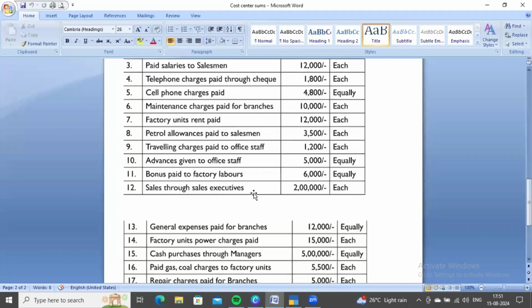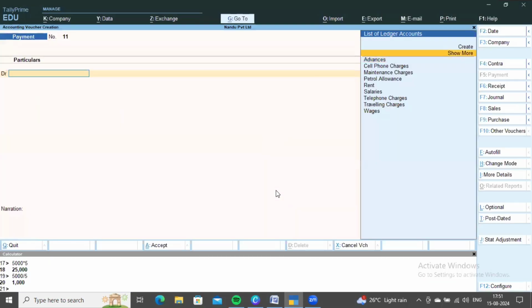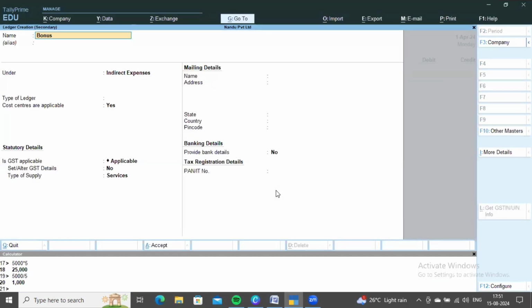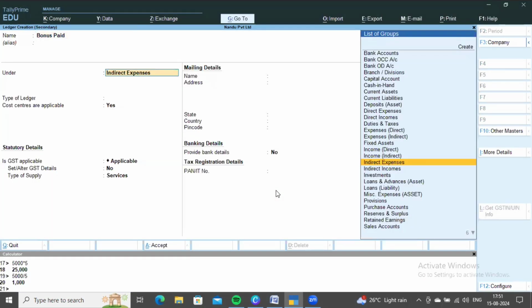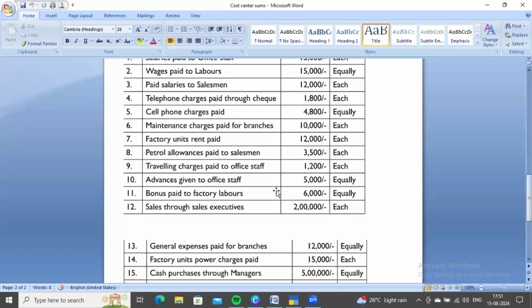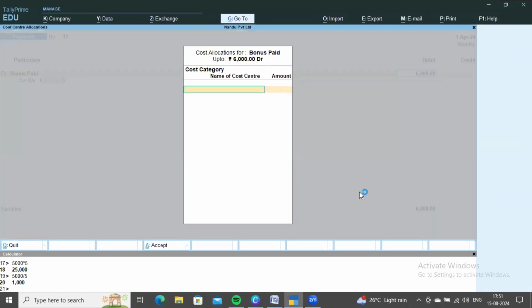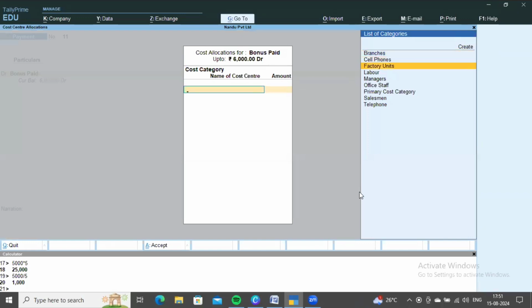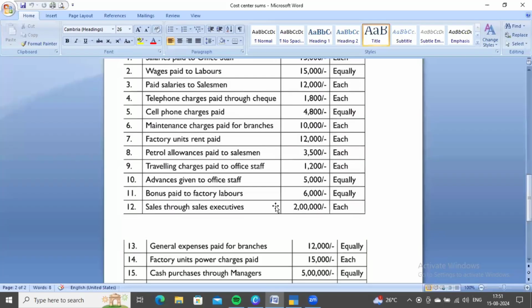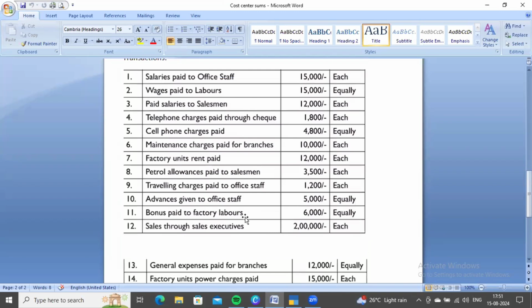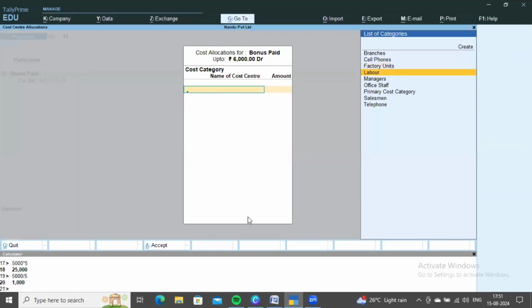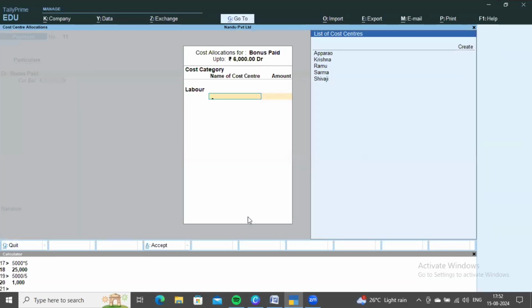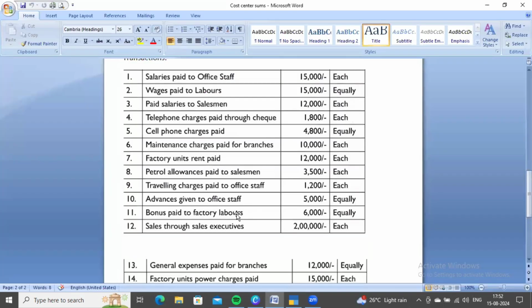Next, bonus paid to factory laborers. And you need to create bonus account. That also comes under indirect expenses as you are paying, right? The total amount is 6,000 equally. Bonus paid to factory laborers, nothing but factory units. Yes, bonus paid to factory laborers, nothing but laborers. Laborers work under factory, right? So for laborers you are paying bonus 6,000 equally.